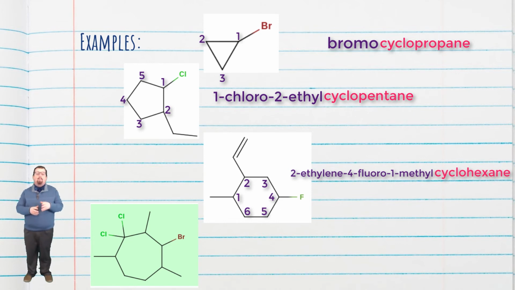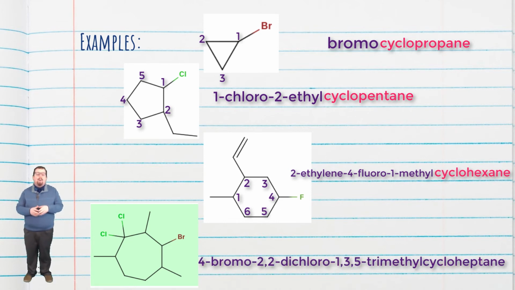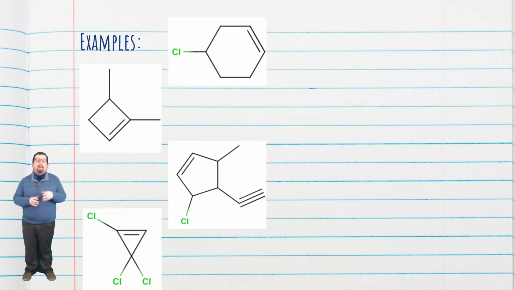I got 4-bromo, 2,2-dichloro, 1,3,5-trimethylcycloheptane. How about some examples of cycloalkenes? What would you call the parent chain on the first one? I would call it cyclohexene. Now you have 2 choices where to start your numbering.